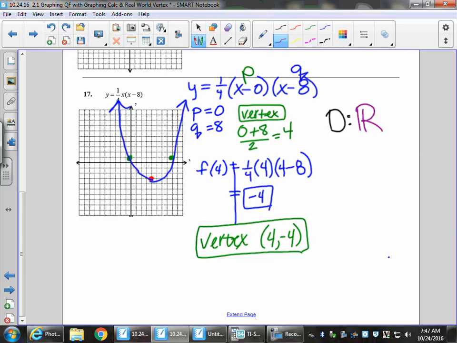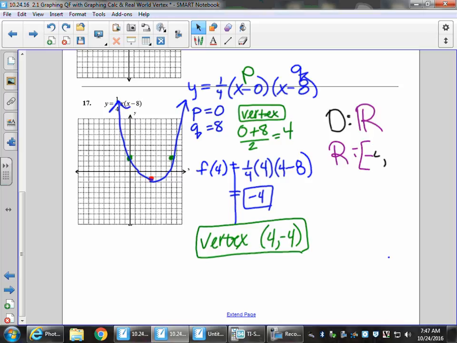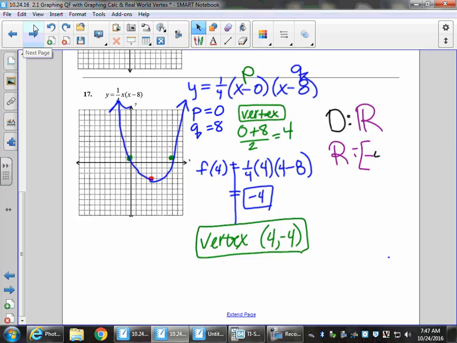Ah, okay. Domain is all real numbers. What's range? Okay, guys. We're just going to let this take a break. So range is -4 to infinity.